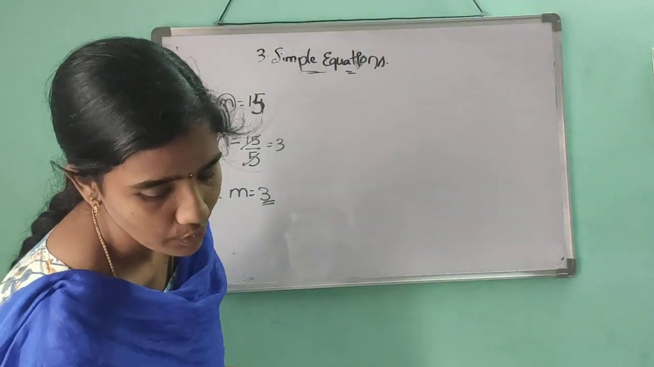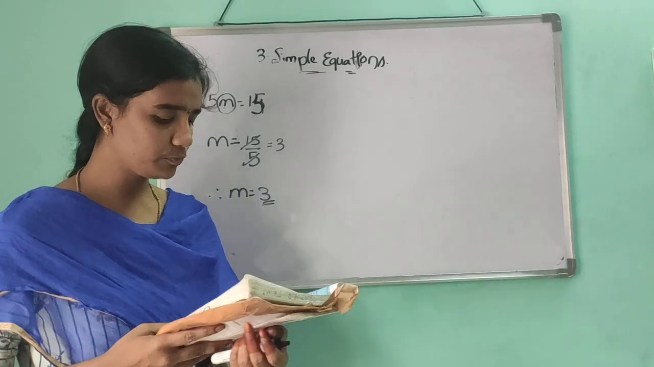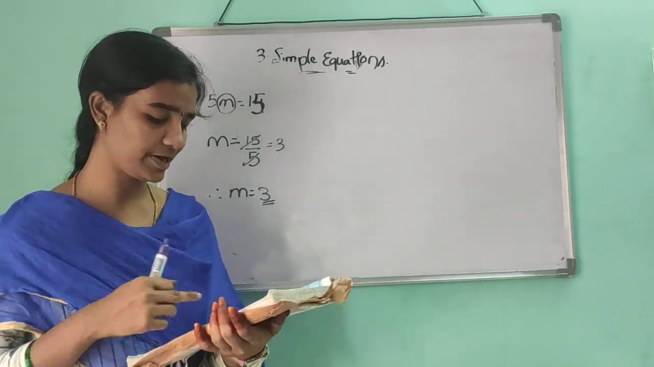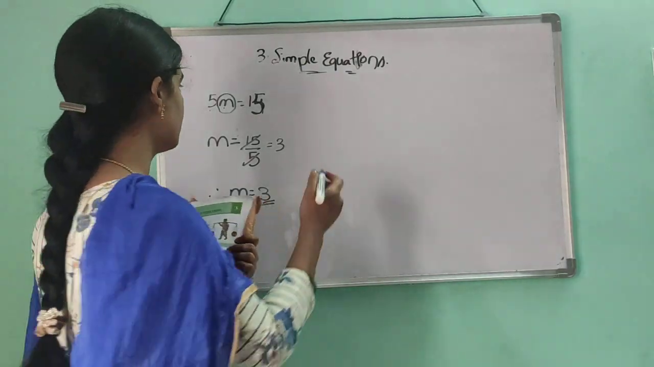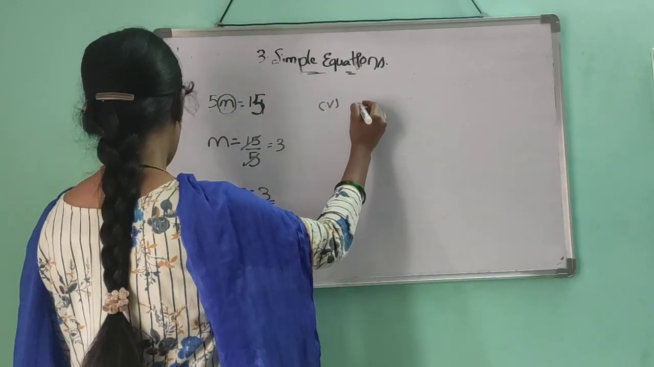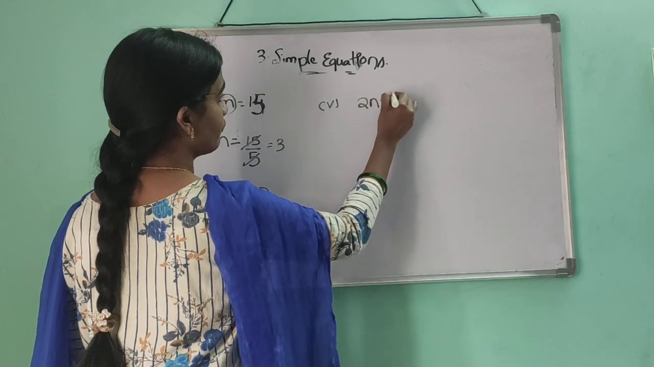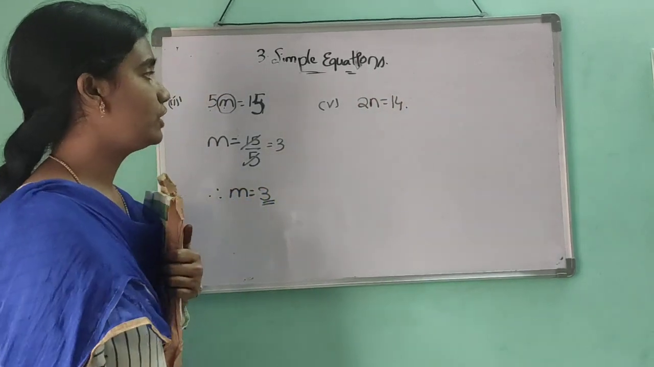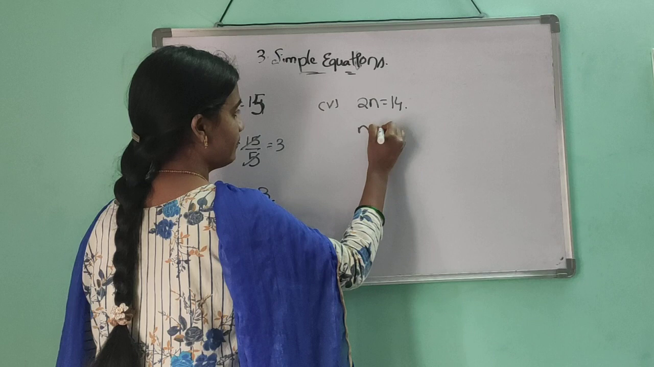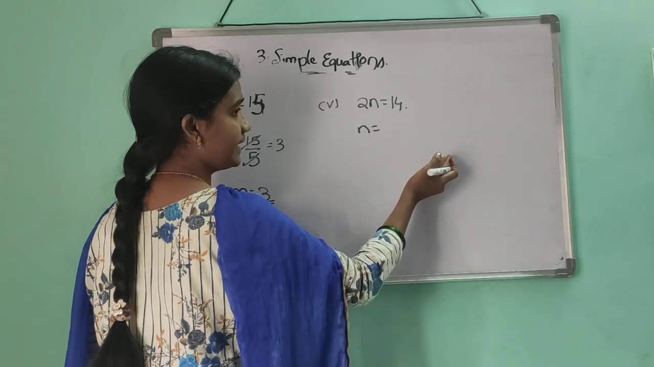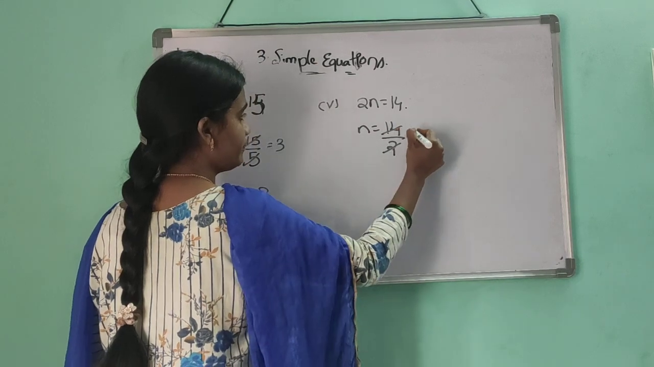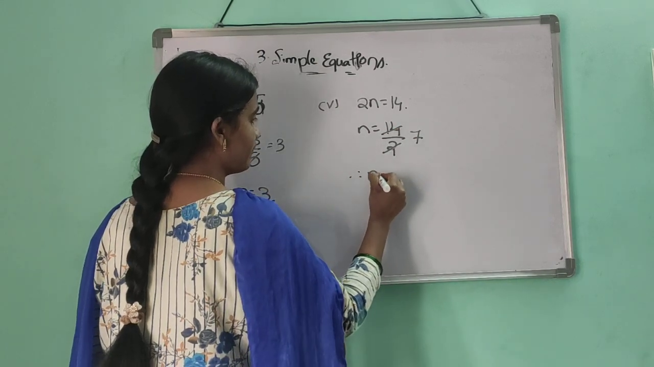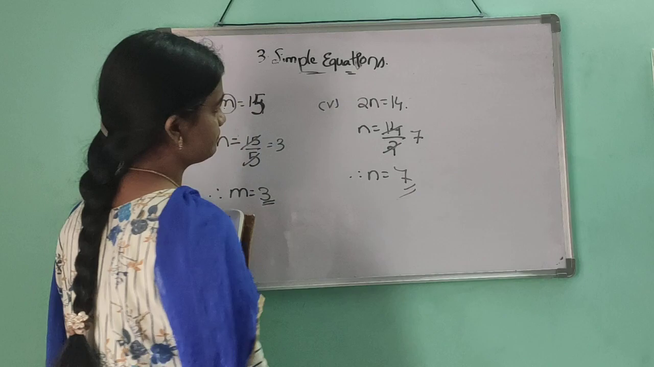In this way, we can find solutions to equations by the trial and error method. Here the fourth one is also there. I will explain only the other method. 2n equal to 14. Find the value of variable n. When the multiplication moves to the right-hand side, it becomes division. 14 by 2, how many times? 7 times. Therefore the n value is 7. Easy way.